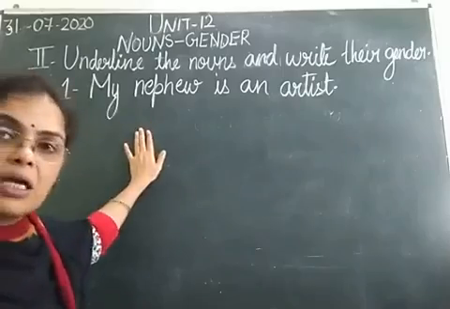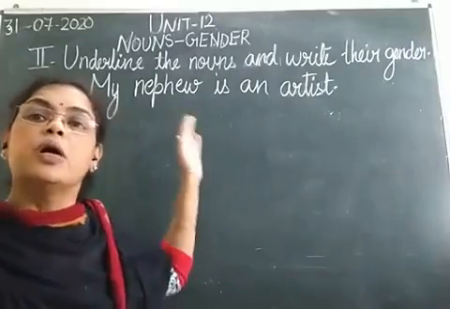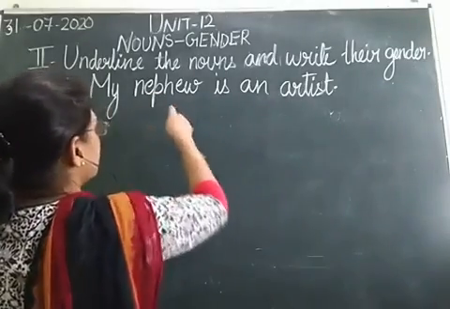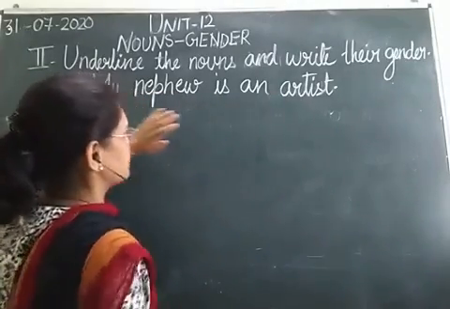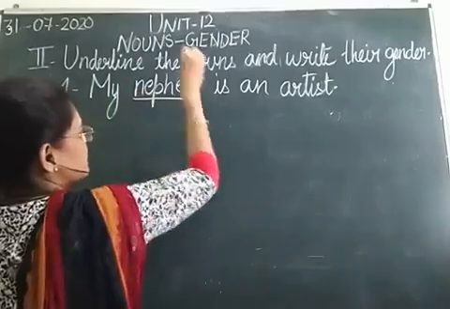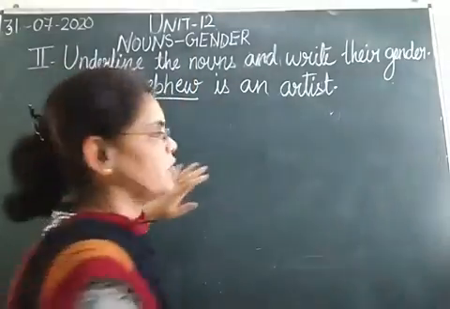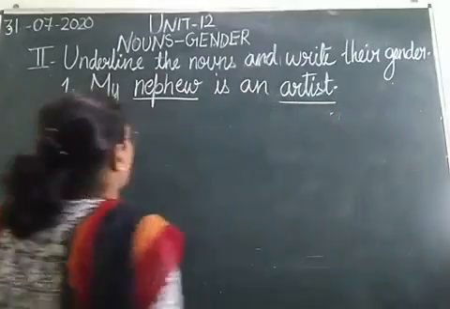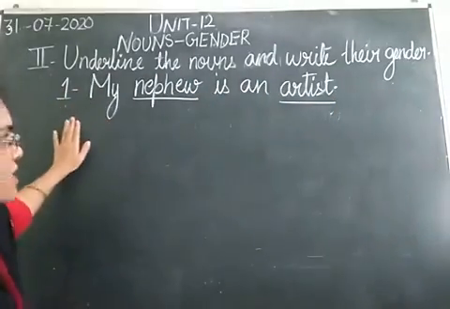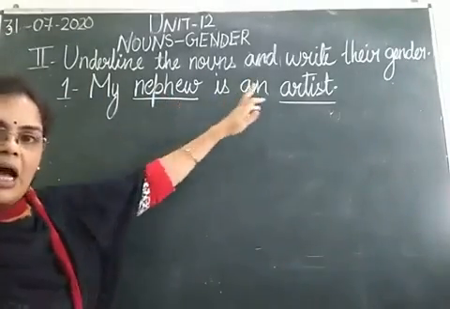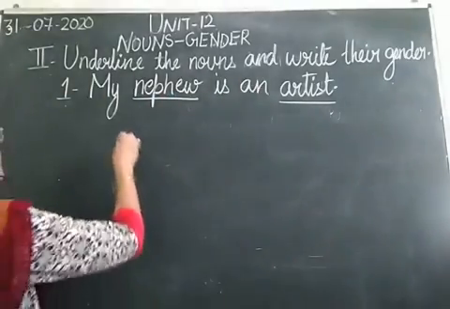What do we have to do first, beta? We need to underline the nouns. So, my nephew is an artist. The first noun is nephew. Fine. And then the second noun is artist. Now we need to tell nephew is of which gender and artist is of which gender.